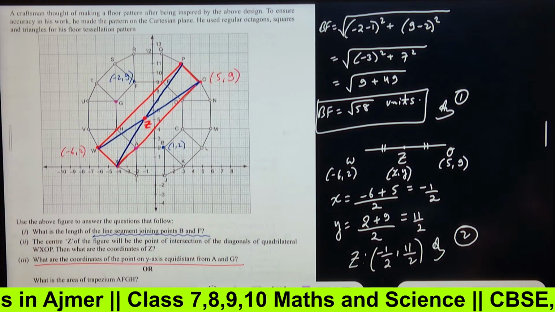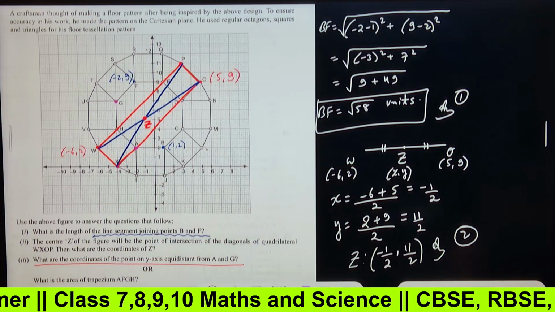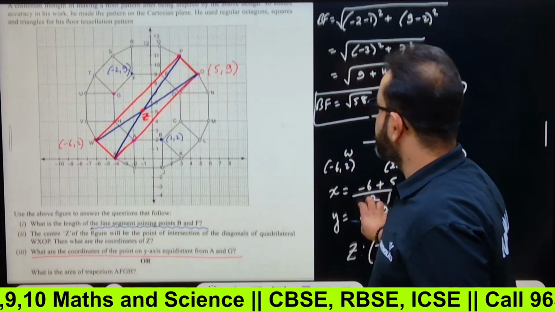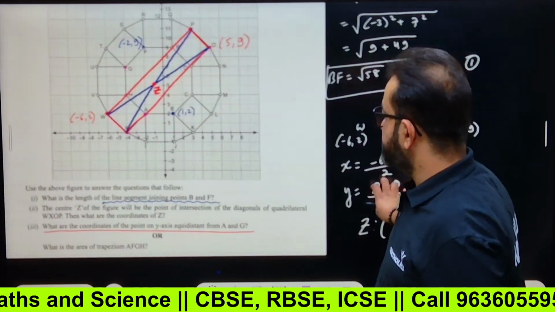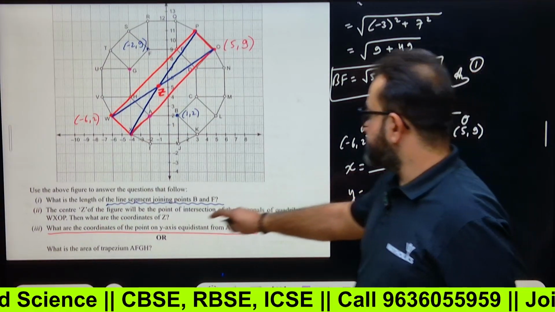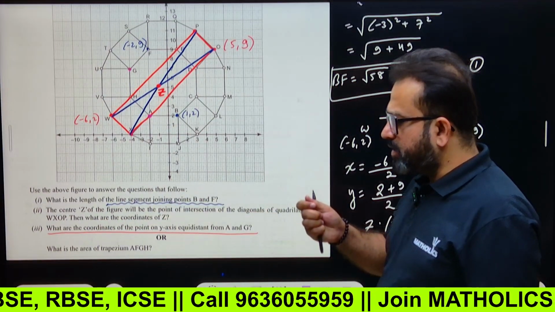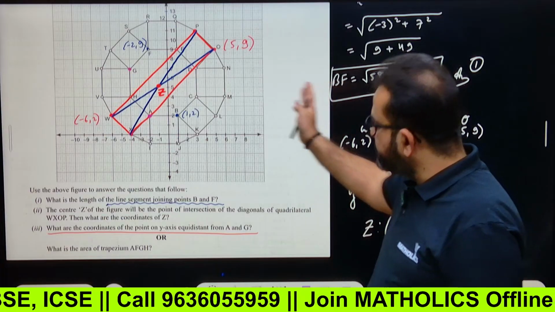Done? Okay, let's move forward. So this was the second part. Now we are solving the third part. What does the third part say? What are the coordinates of the point on y-axis equidistant from A and G? So take out the coordinates of A and G out of this question.